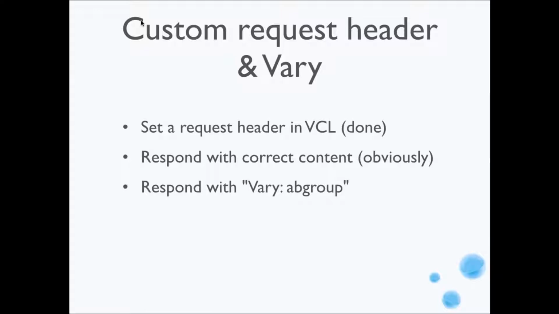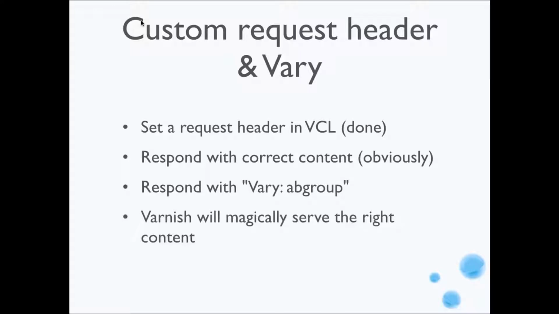HTTP Vary is my favorite HTTP header. What it actually does, so this is an HTTP response header, so it's something that the backend attaches to the object, to its response as it flows into Varnish. What it does is that it tells Varnish that for this URL there are several variants of it, and you should connect the variant to the request header, which is mentioned here. So the backend basically tells Varnish that if a client comes along and has an AB group header, you should serve content that matches that header. Of course, the client doesn't have the AB group header when it comes in, but it's assigned in VCL receive, which is more or less the same thing. And then Varnish will magically serve the right content.